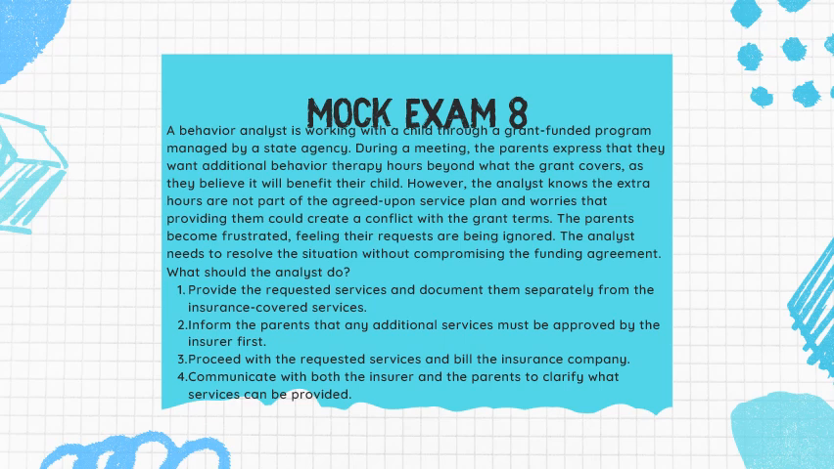Number 1. Provide the requested services and document them separately from the insurance covered service. Number 2. Inform the parents that any additional services must be approved by the insurer first. Number 3. Proceed with the requested services and bill the insurance company. Number 4. Communicate with both the insurer and the parents to clarify what services can be provided.